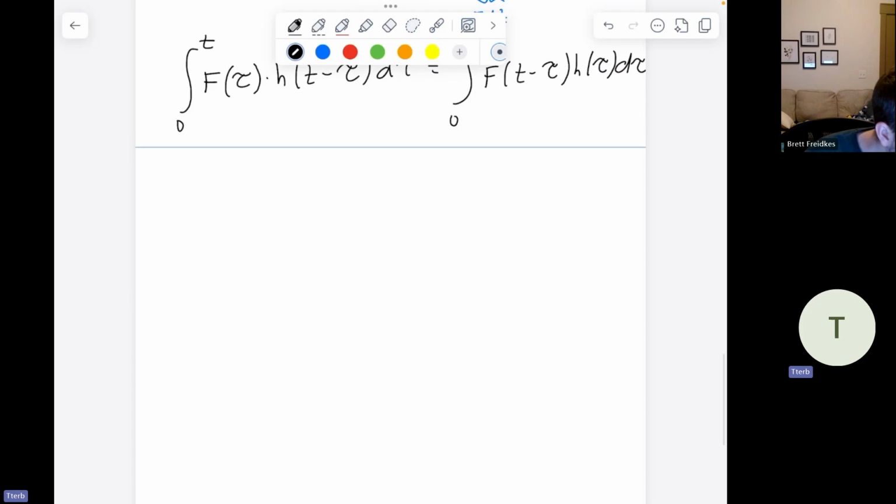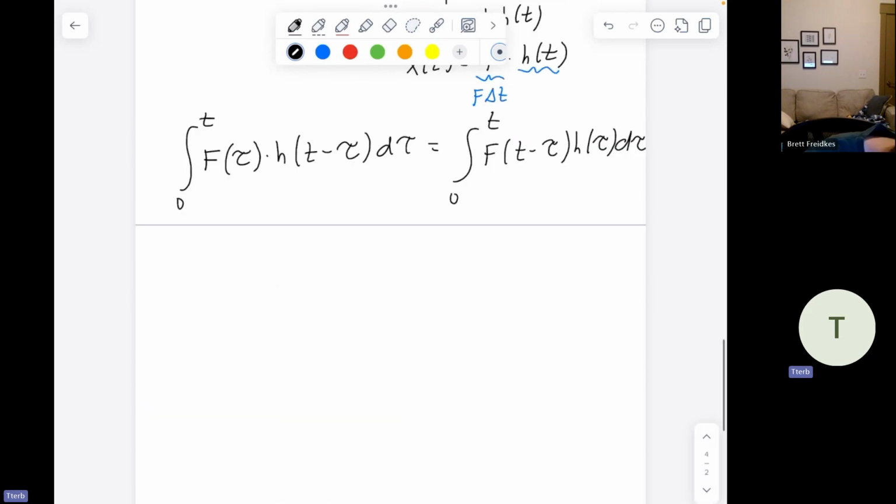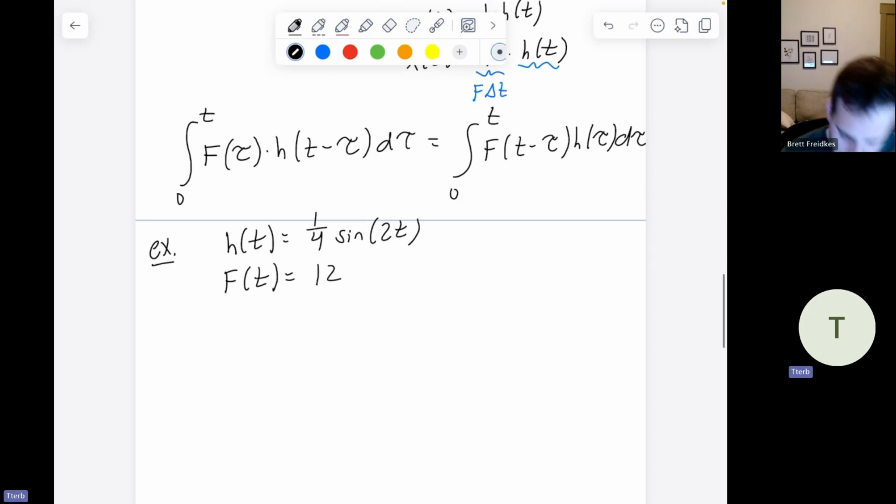So for the example where we just found, what was h of t? We just said that h of t was 1/4 sine of 2t. I told you in this problem that the input is a step. That is 12. And I want to know what the output of the system is due to that input step of 12.